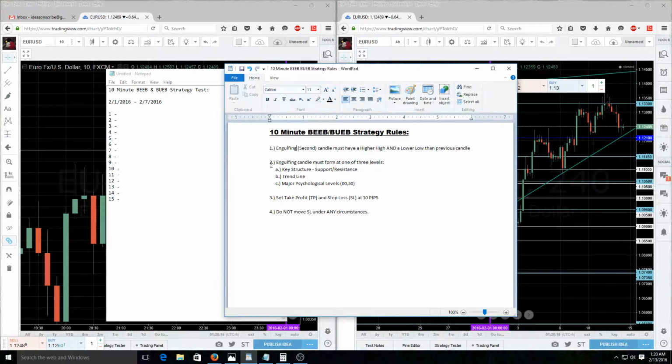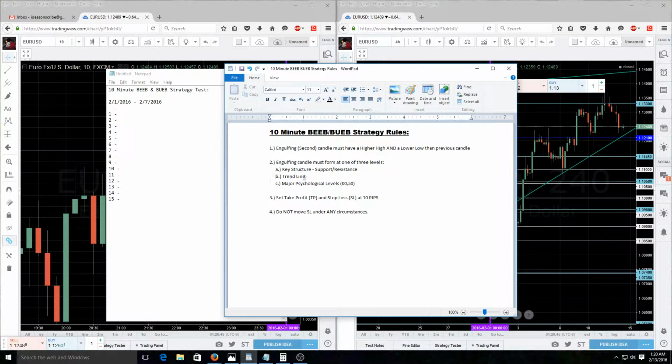Now the second rule is very important. Engulfing candle must form at one of 3 levels, and I might change some of these rules once I've actually done some backtesting if I find that there is a major sort of trend going on that works better than what I have here. But for now, this is what we're doing. Engulfing candle must form at one of these levels. A is key structure, which is really important, support and resistance, which I'll have to explain later.